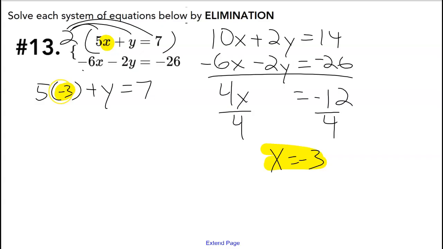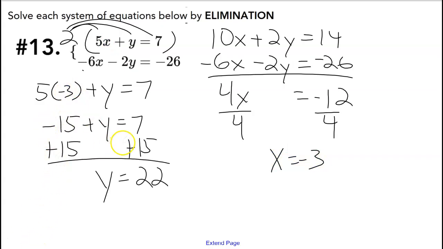Alright, now we're going to plug in negative 3. Then 5 times negative 3 plus y is equal to 7. Alright, 5 times negative 3 is going to be negative... I skipped a few steps here, but 5 times negative 3 is negative 15. I bring down the y. I bring down the 7.